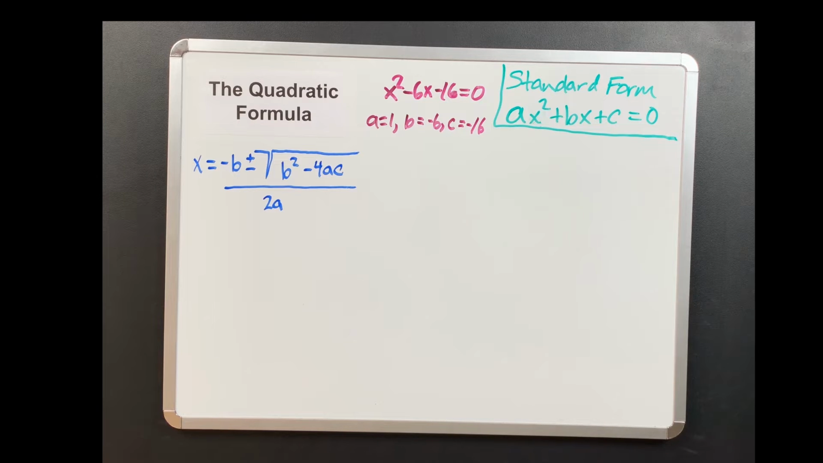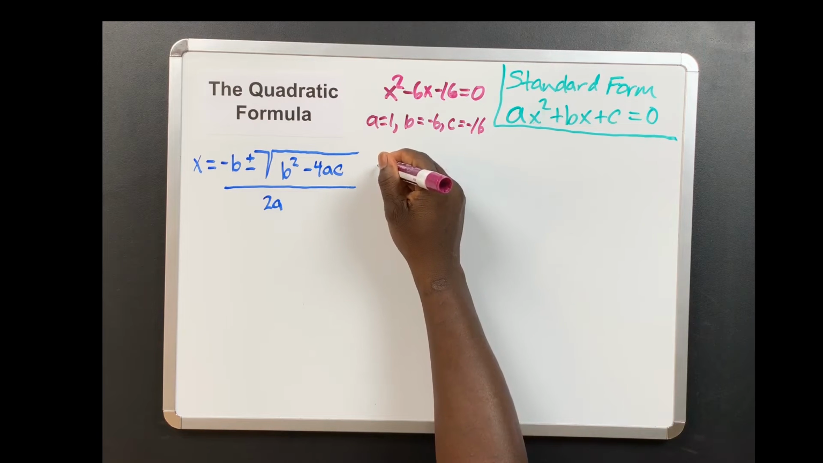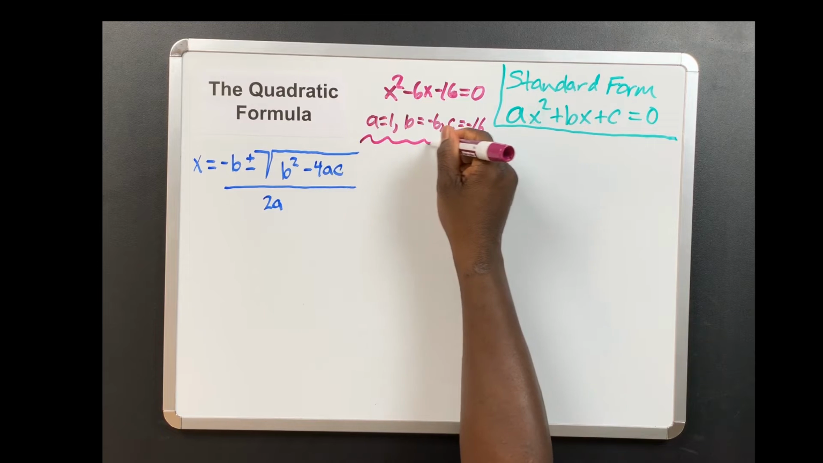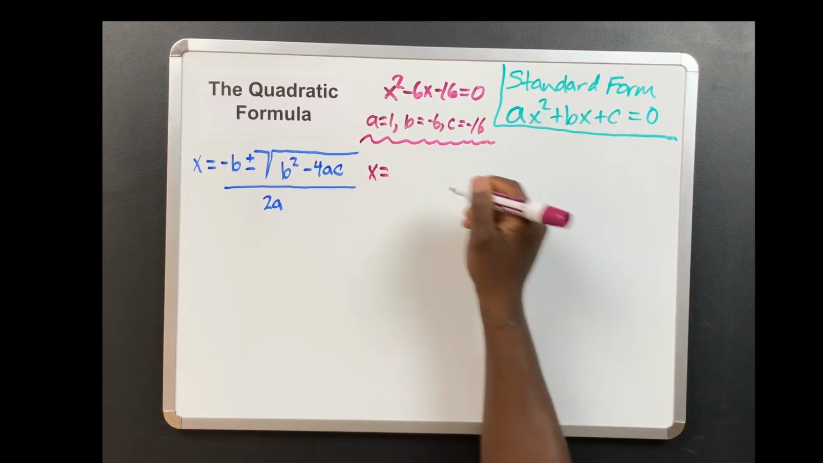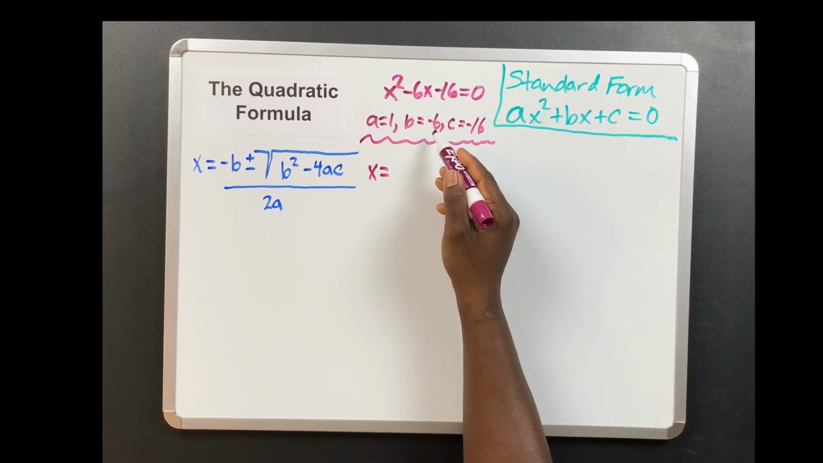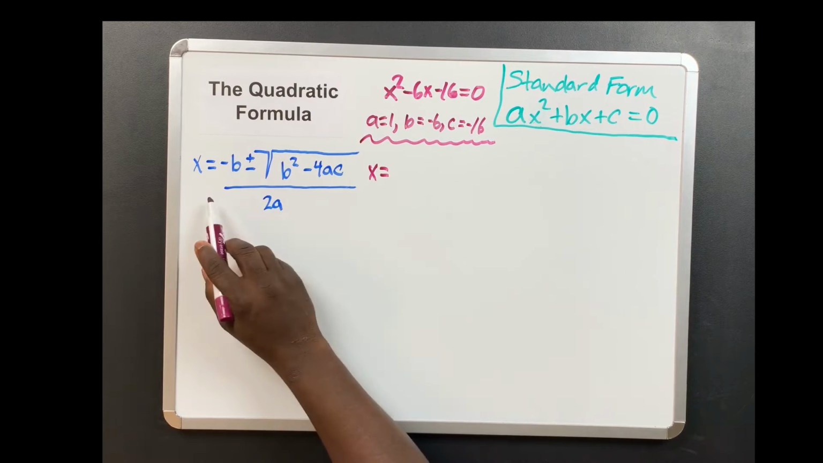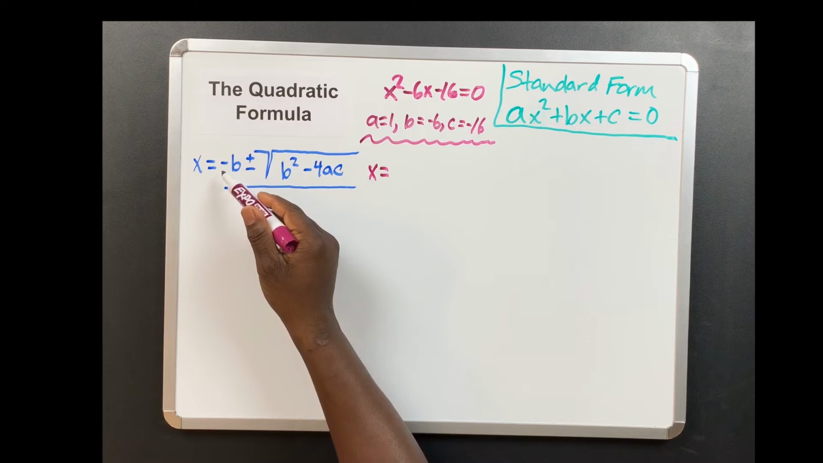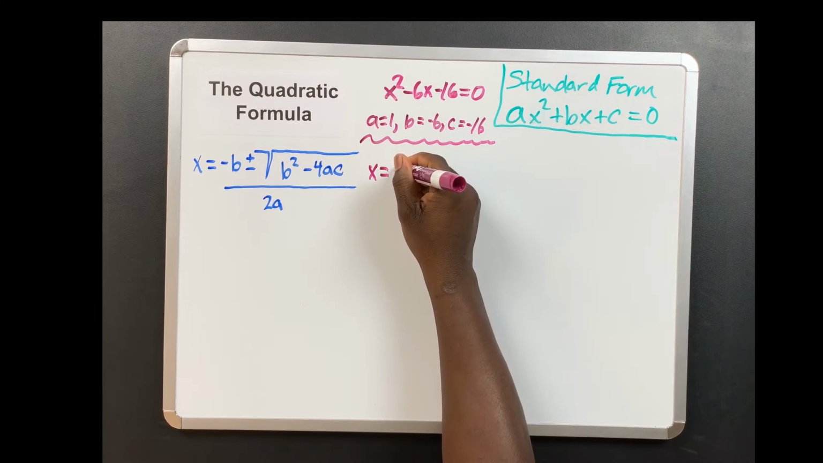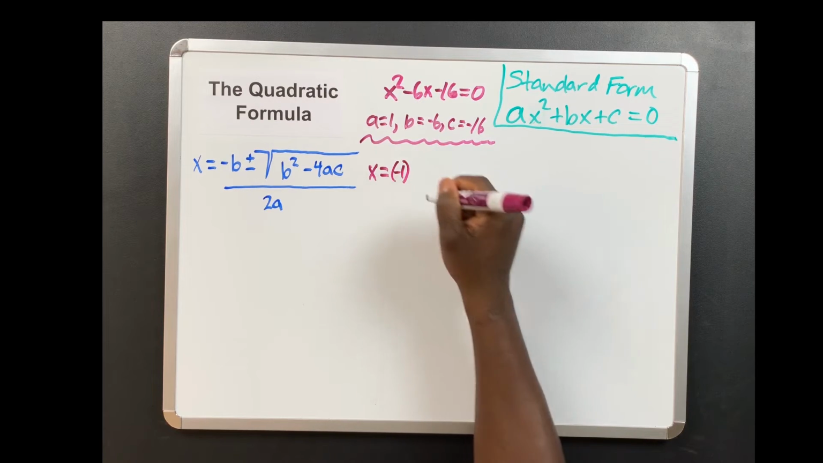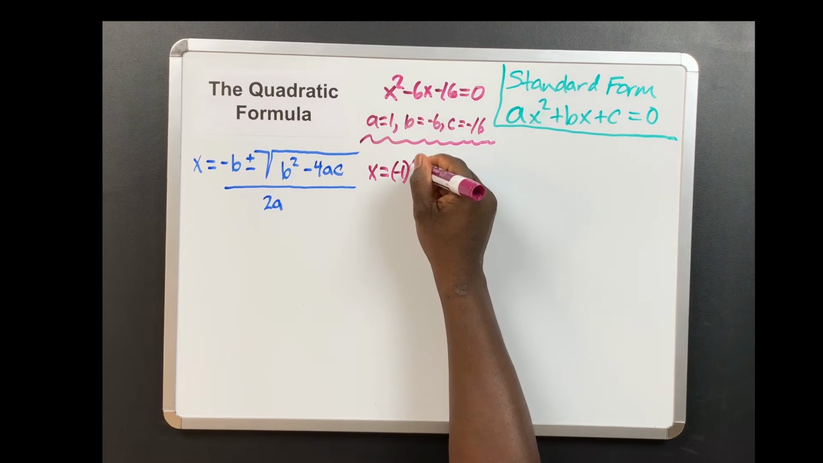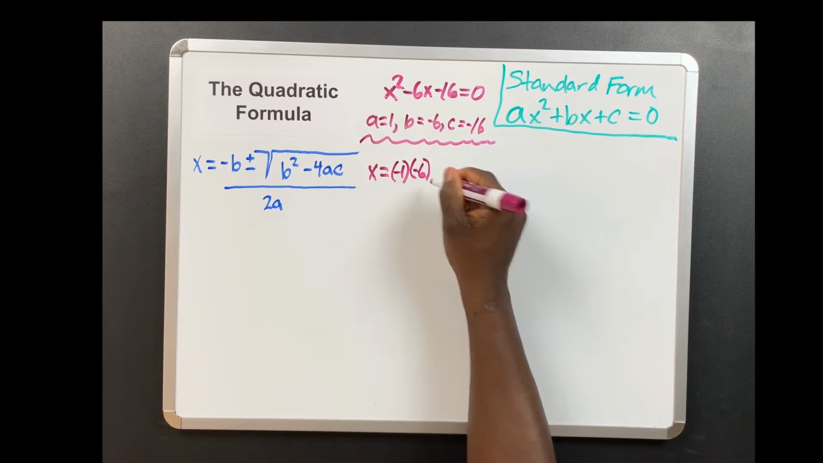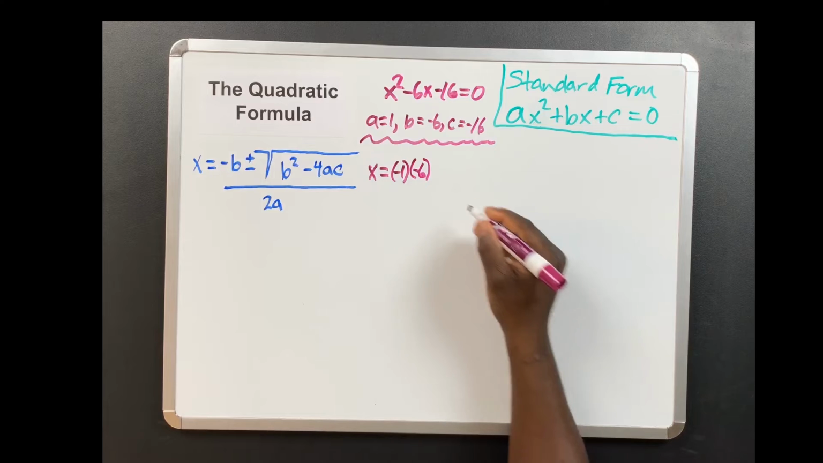So let's begin. x equals, now negative b. b is negative 6, so I'm going to write negative 1 times, what's b? b is equal to negative 6. So that's going to be times negative 6. Very good. We got our plus and minus.